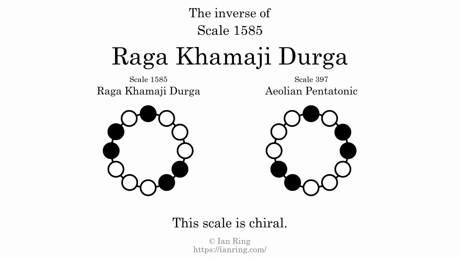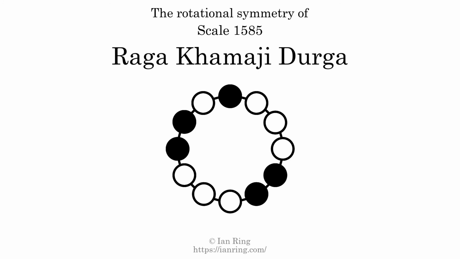The inverse of a scale is a mirror image. It is what you get when the sequence of intervals is reversed. The inverse of this scale is scale 397, also known as Aeolian Pentatonic. This scale is chiral. It cannot transform into its inverse by rotational transformation. This scale has no rotational symmetry.